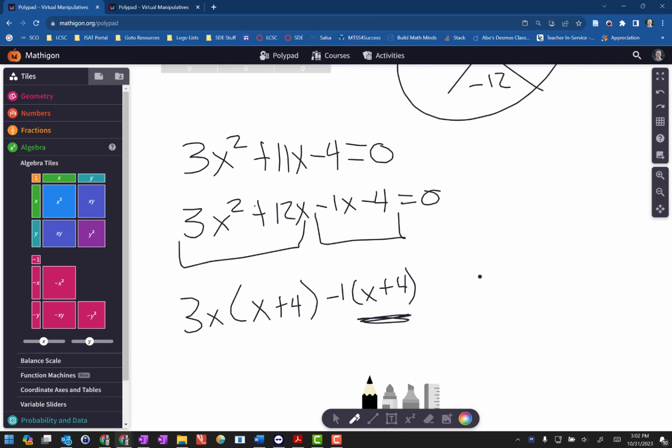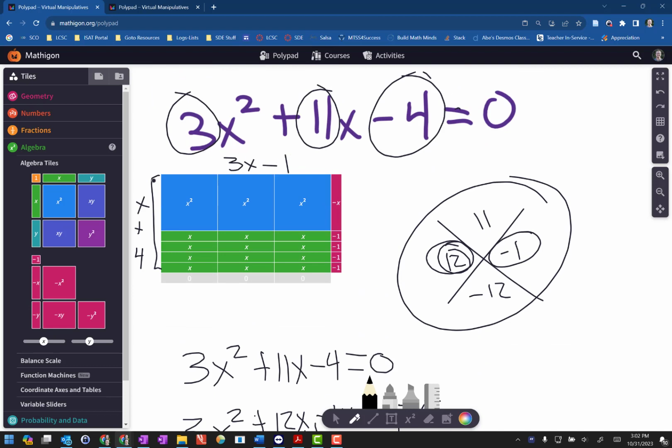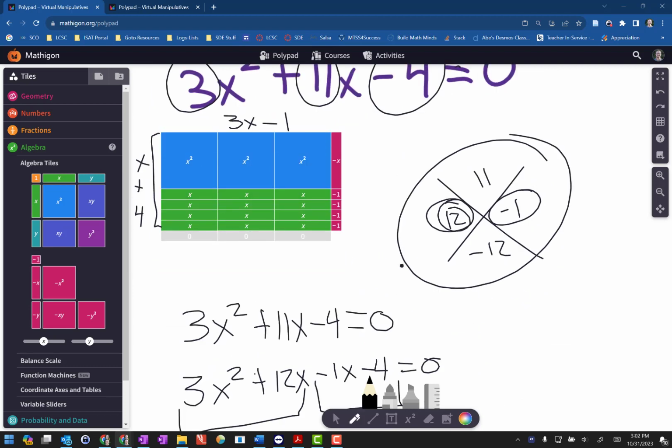Right, and we can see that up top as well, that when we pull out the x plus 4, we have a 3x minus 1 and an x plus 4, which matches what we have, 3x minus 1 and x plus 4. Hope that helps.